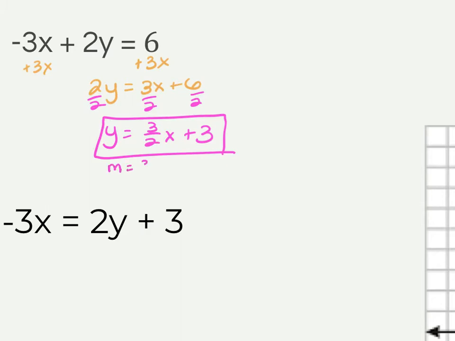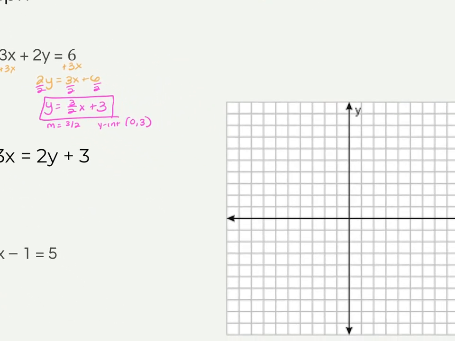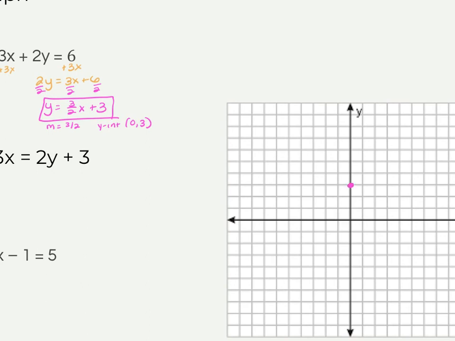My m is 3/2. My y-intercept is 0, 3. I go to my graph. I plot my 0, 3. I go up 1, 2, 3, and to the right 2. And I draw my line. The y-intercept is always 0 and then that number? Correct. Good. I actually wrote 13 instead of 3, and I was like, oh, that's okay.